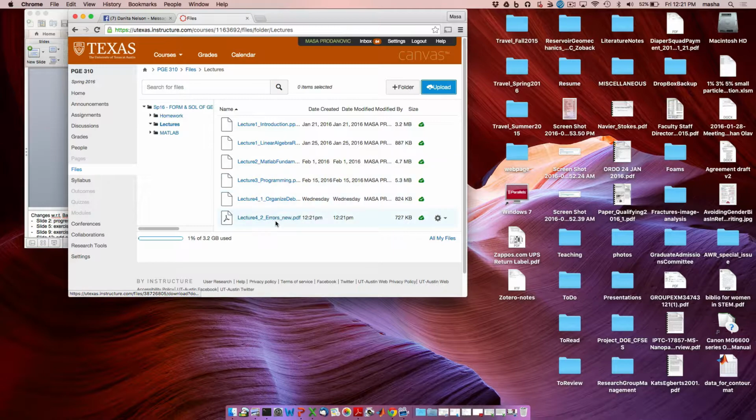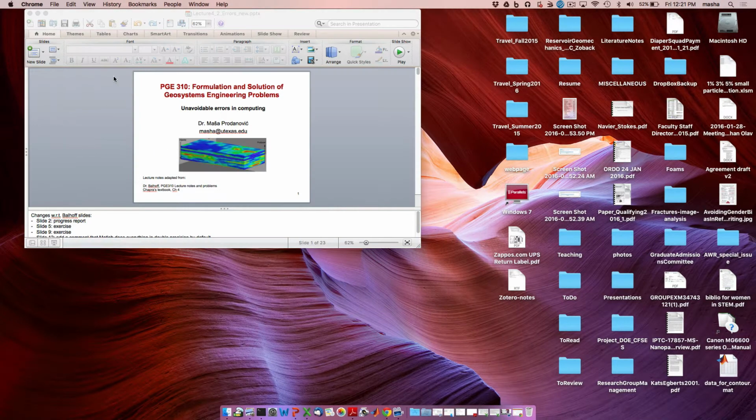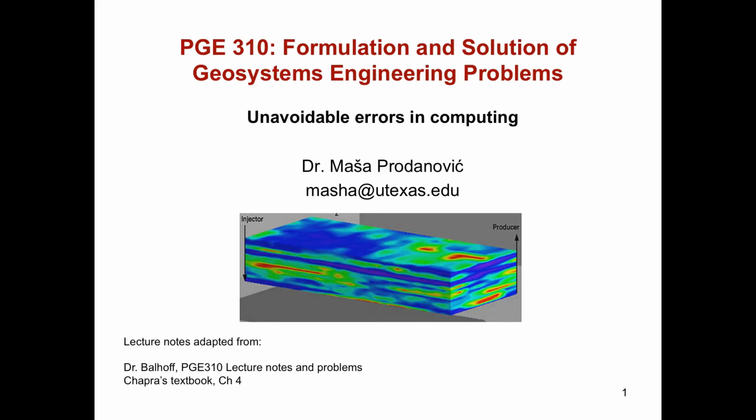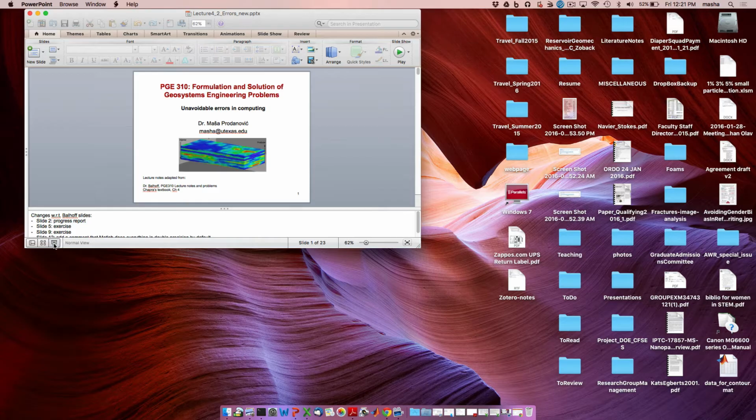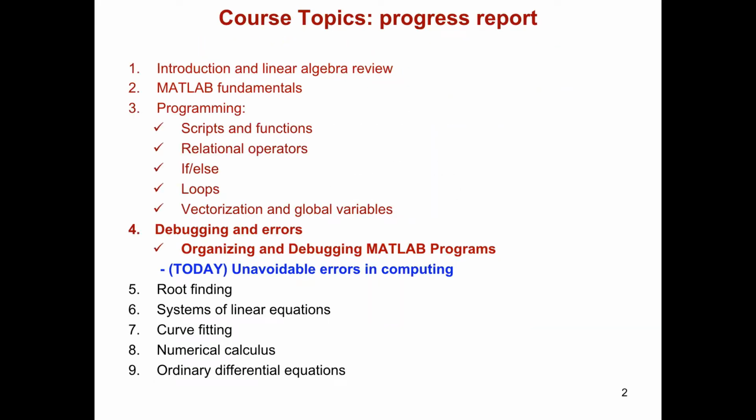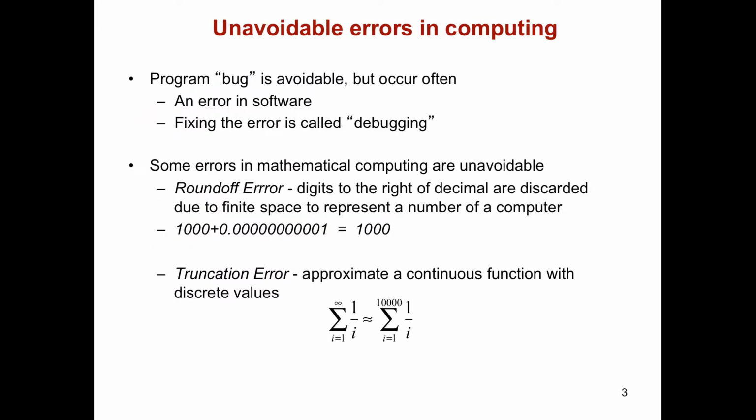So it's 4.2, errors. This was, yes. So we went through basically organizing and debugging MATLAB programs from the errors that we can remove. And today we're going to start a discussion on errors that basically we cannot avoid. We just have to know about them and try to work with that. So what are those errors?